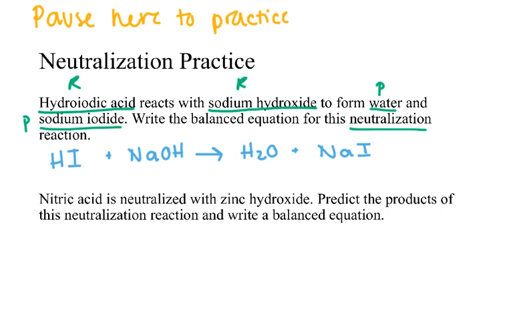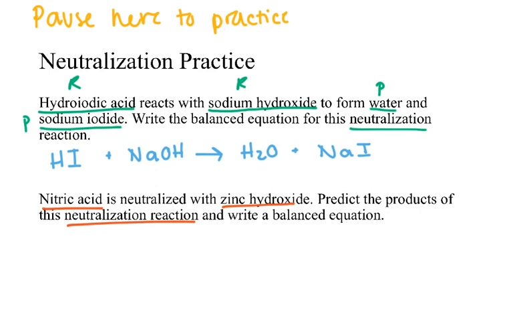Our next one: nitric acid is neutralized with zinc hydroxide. Predict the products of this neutralization reaction and write a balanced equation. So here we're predicting the products. In the first one, the products were given to you. In this one, they were not. So let's look at our reactants.